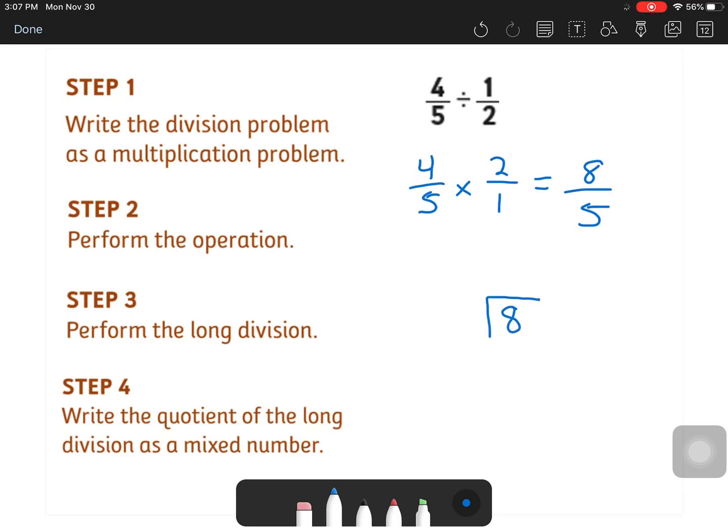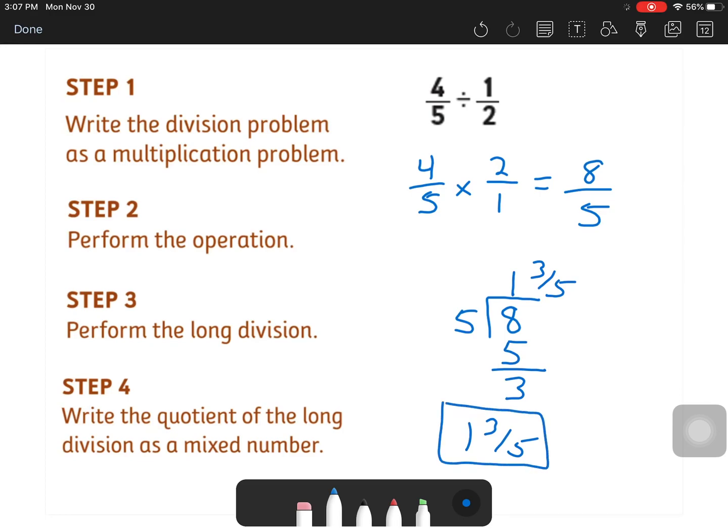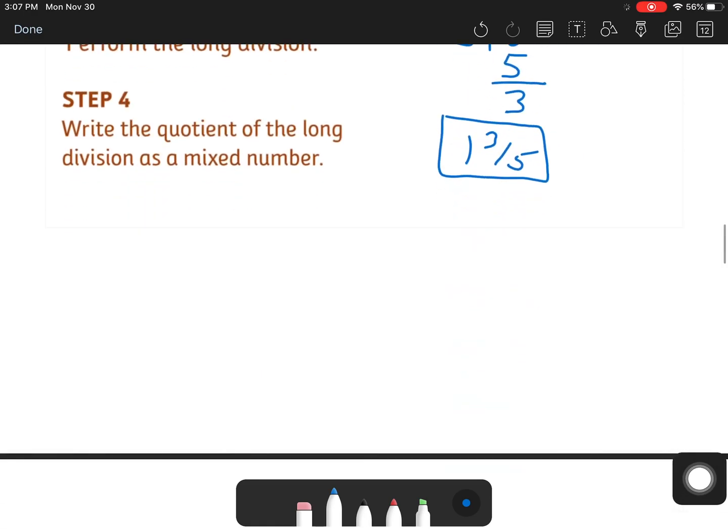So we take the numerator divided by the denominator, 8 divided by 5. So 5 can go into 8 only one time. 1 times 5 is 5, and 8 minus 5 is 3. So we take our remainder, put it over the divisor, so 1 and 3/5. So that would be our solution, 1 and 3/5 is a mixed number, which is equivalent to 8/5. But now we're working on converting it into mixed numbers.